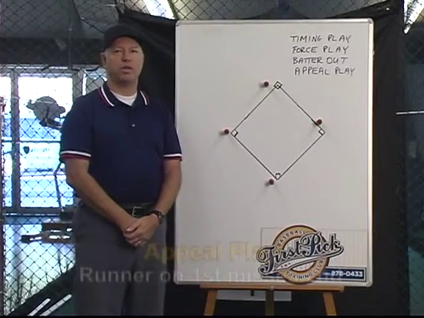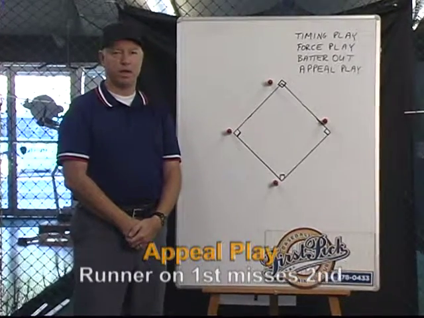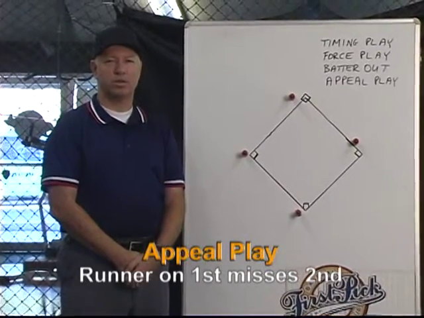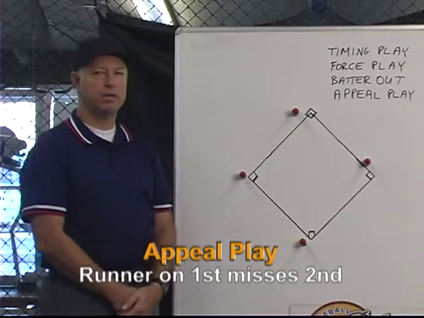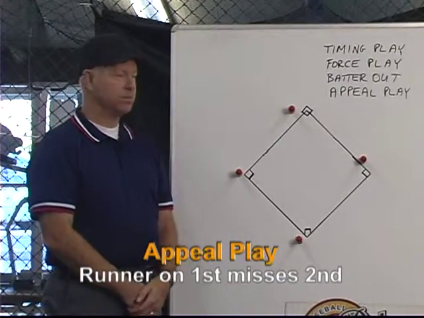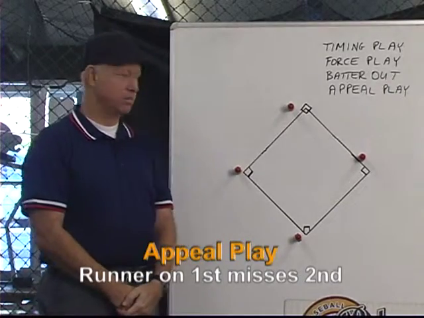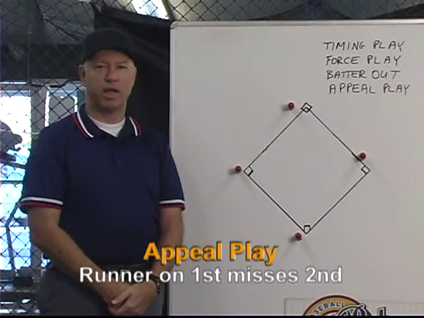In this situation, we're going to have a third out appeal, which also results in a force out. And if the third out is a force out, no runs can score, even though it was an appeal play. So we have bases loaded with two outs. And the batter hits a double. But the runner from first fails to touch second.